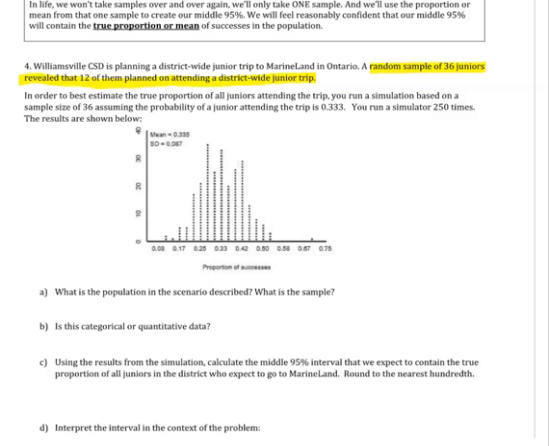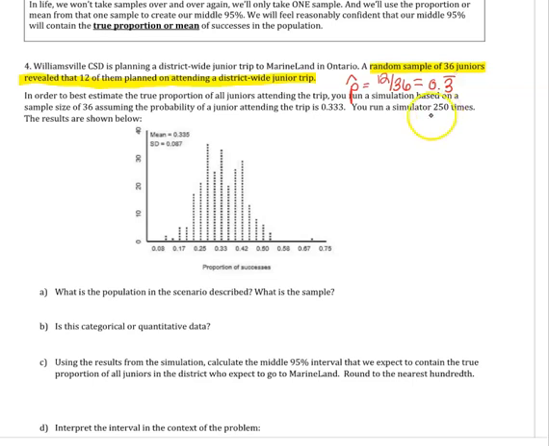Okay. Now, right there, I'm going to write down my p-hat. That's my sample proportion. We revealed that 12 out of 36 of them that we sampled are going to go, which is 1/3 or 0.3 repeating for reference. In order to best estimate the true proportion of all juniors attending the trip, we run a simulation based on a sample size of 36, assuming the probability of the juniors attending is 0.333. So we're running it based on our sample, running that simulation in the computer.